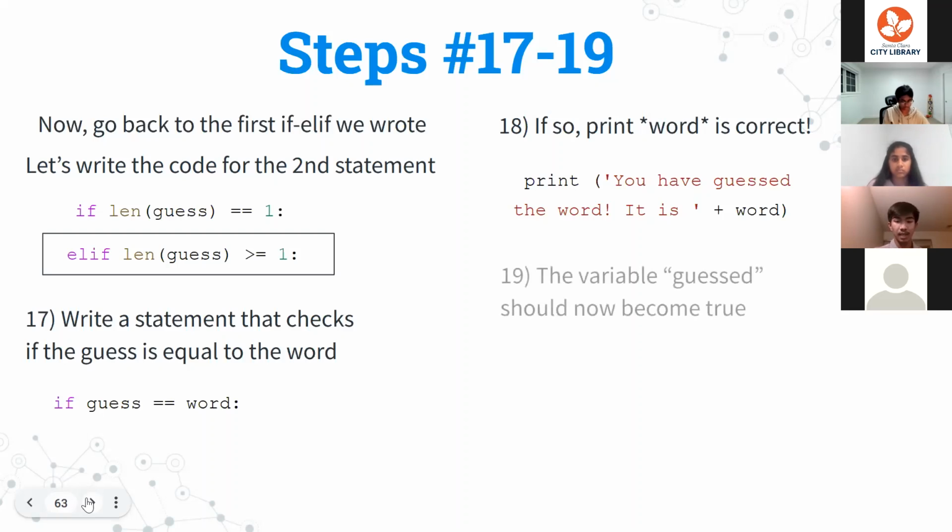The final step is that we have to make the variable guessed true. So to set the variable guessed to true, we'd write guessed equals true. This time we're going to use the single equal sign because we aren't testing for equality. We're trying to assign a new value to the variable. Now let's review the entire code to fill in any code that we might have missed.